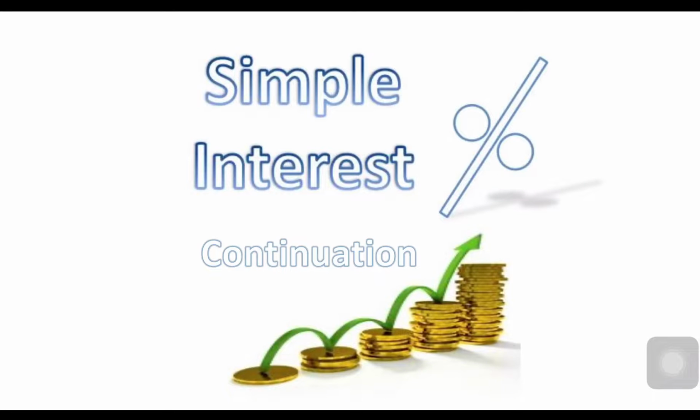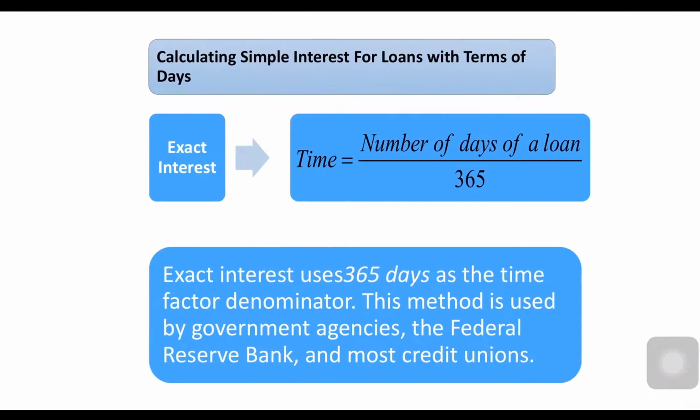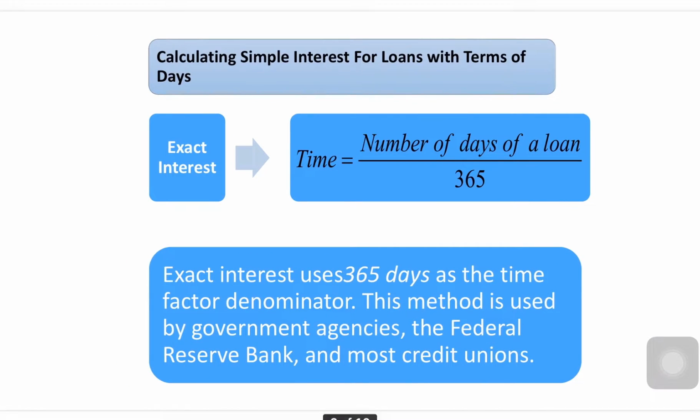Okay, good morning. We're still with simple interest, but today we'll discuss simple interest with regards to exact and ordinary interest. First, we have calculating simple interest for loans with terms of days. Last time, it was in terms of years, so annual. Now it is in terms of days, so daily. If it's daily, we have two types of interest. The first one is exact and the second one is ordinary, which is on the next slide.